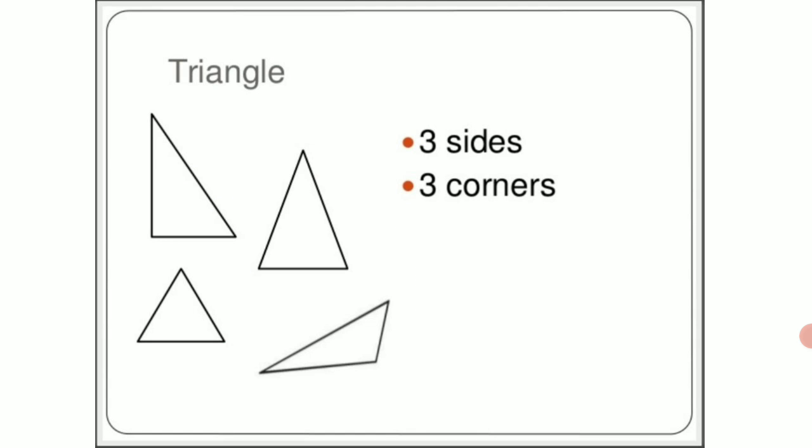Next we come to the 2D shape that is the triangle. A triangle has three sides and three corners. When you go to the next higher class, children, you will read about the many types of triangles. They are the isosceles triangle where two sides are equal, a scalene triangle with all three sides unequal, and an equilateral triangle with all three sides equal.